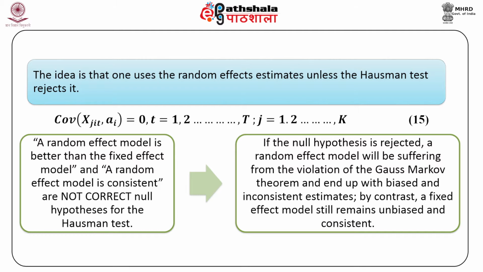Covariance between xjit and AI is 0. In practice, a failure to reject means either that the random effect and fixed effect estimates are sufficiently close so that it does not matter which is used, or the sampling variation is so large in the fixed effect estimates that one cannot conclude practically significant differences are statistically significant. A rejection using the Hausman test is taken to mean that the key random effect assumption is false, and then the fixed effects estimates are used.